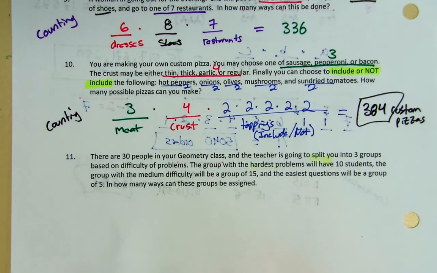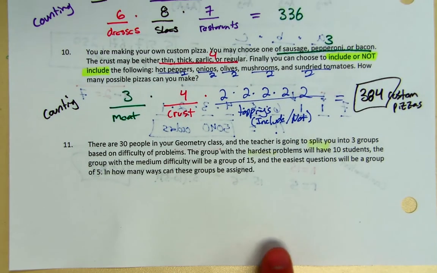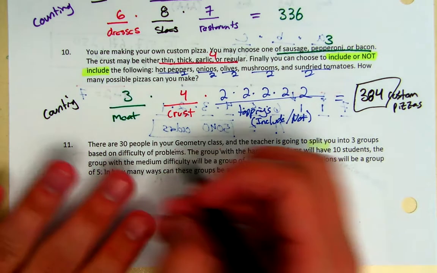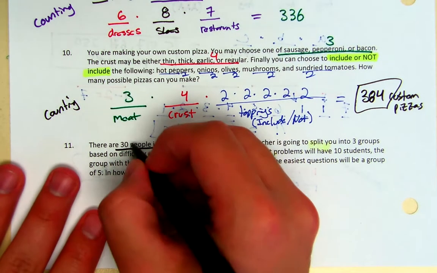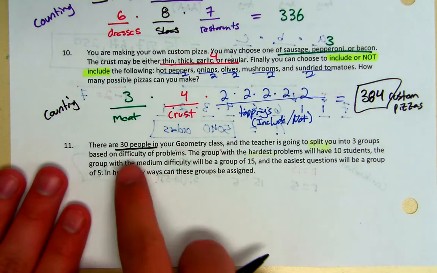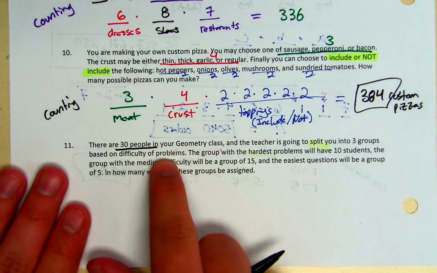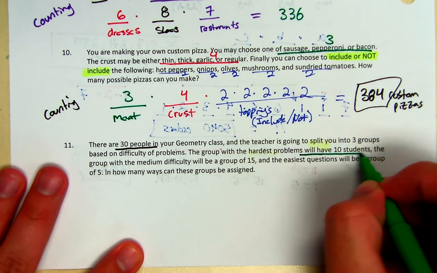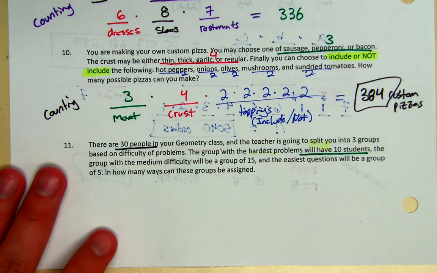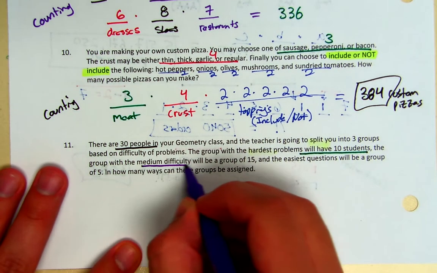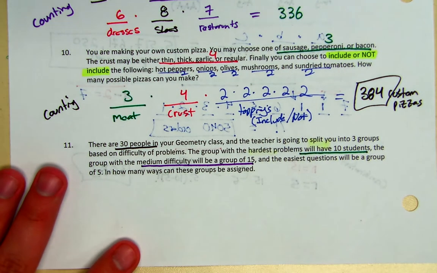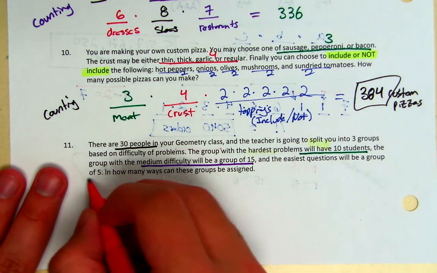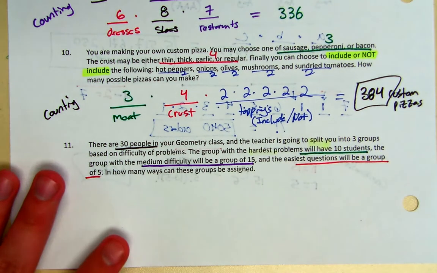Finally, there's one more problem here. 30 people in your geometry class. The teacher's going to split them into groups by difficulty. So 30 people, that's a total. The people with the hardest problems will have 10 students in that group. The medium difficulty is going to be 15. And the easiest questions is going to be a group of 5.